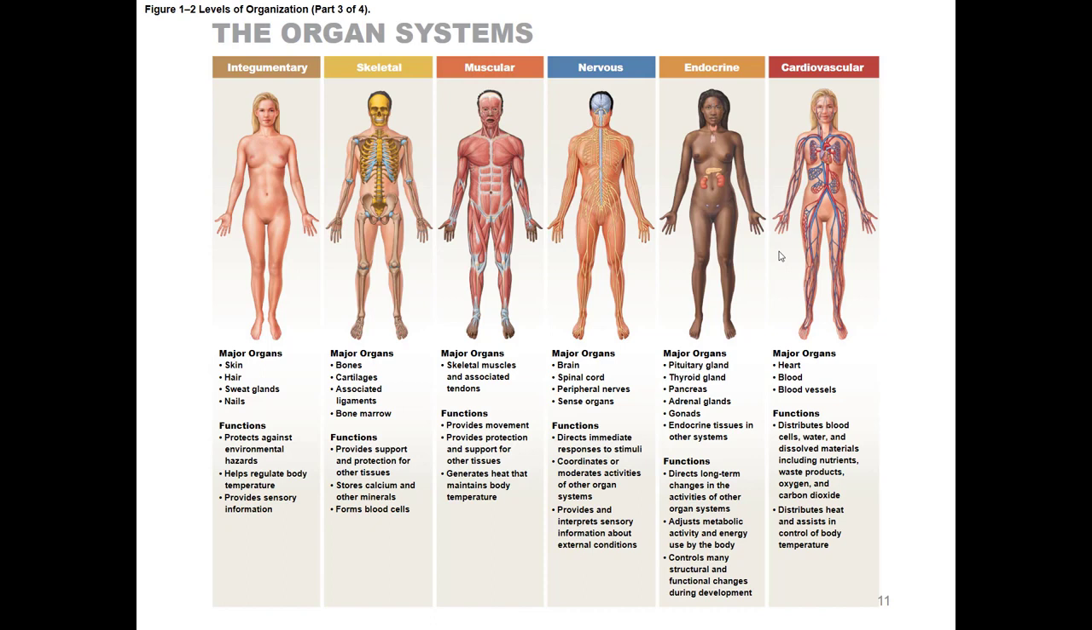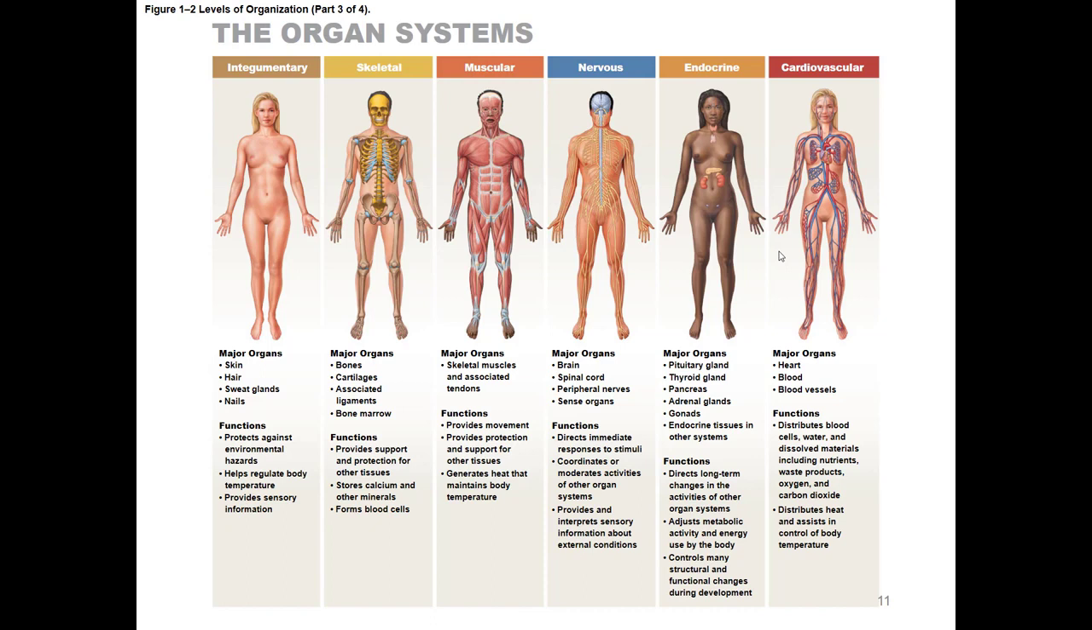Next, we have the skeletal system, and the skeletal system is going to include bones, cartilage, ligaments, and also bone marrow. The bones are going to support and protect your body, give you structure, and when we talk about protection, we specifically mean protecting vital organs, like the skull protects the brain, and the rib cage and sternum are going to protect the heart and lungs.